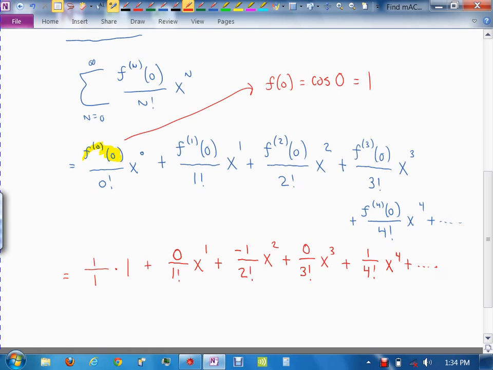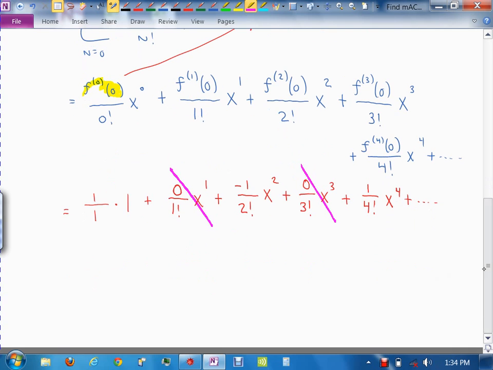Any questions? Now, the zeros in some of these are going to kill them off completely, aren't they? So like this 0, this one's gone, this one's gone. So what I'm left with is this. 1 minus 1 over 2 factorial x squared plus 1 over 4 factorial x to the fourth, right? That's the first term, second term, those three right there, right?